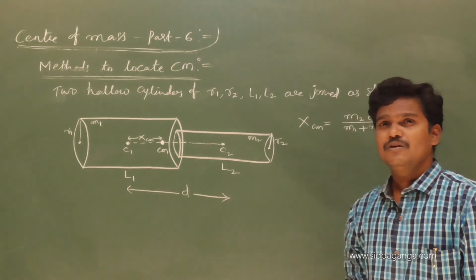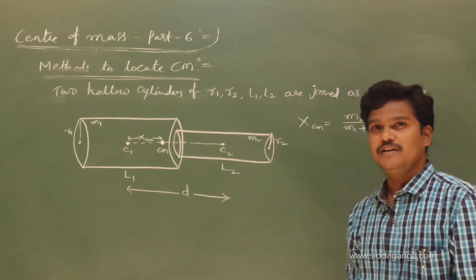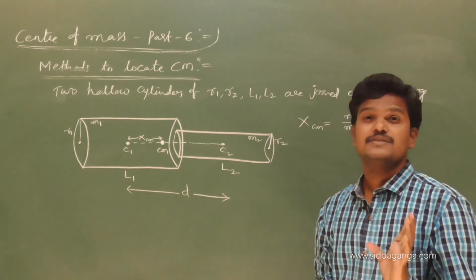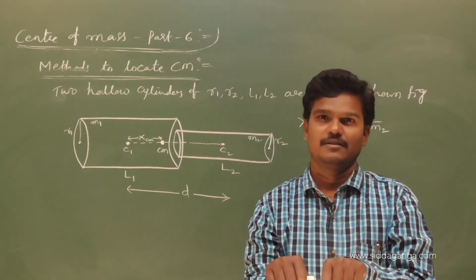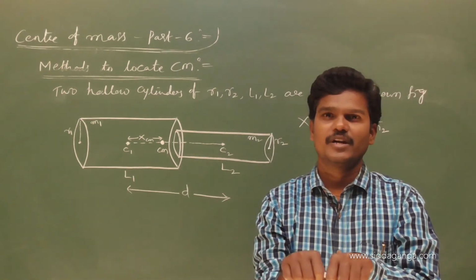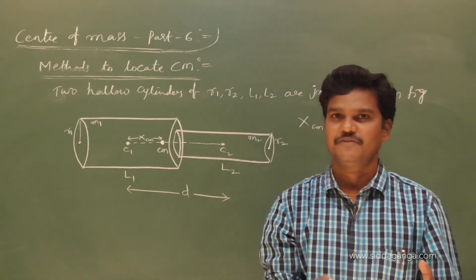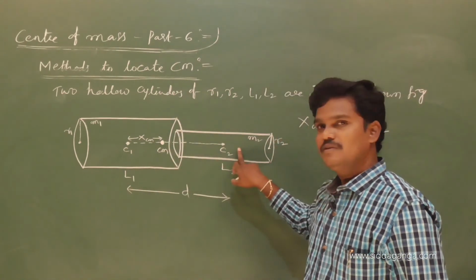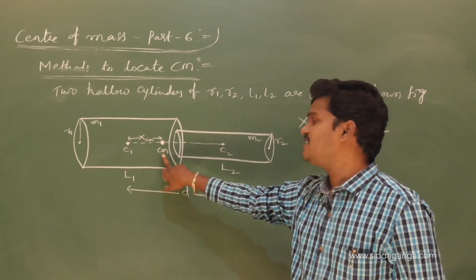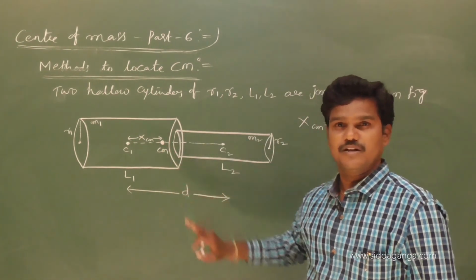Here they have given two hollow cylinders of radii R1, R2 and lengths L1, L2, joined end to end. If they join end to end, the center of mass of the system changes. The center of mass will shift. Now, the initial centers of mass are C1, C2. The center of mass of the system is here because it is nearer to the heavier mass.